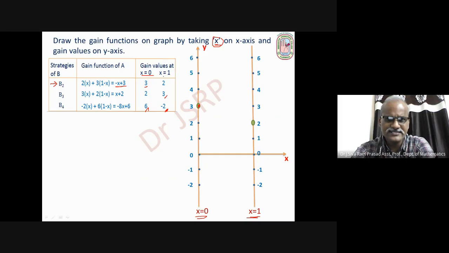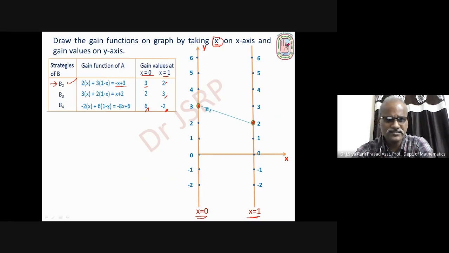Next, at x equal to 1, the gain is 2. That means 1 comma 2. That is, this is the x equal to 1 line and this is 2. So this is 1 comma 2. Okay. So join these 2 points. Okay. So this is the line corresponding to the second strategy of player B, or this is the line corresponding to the gain function of A with respect to the second strategy of player B. So this is the line corresponding to B2.